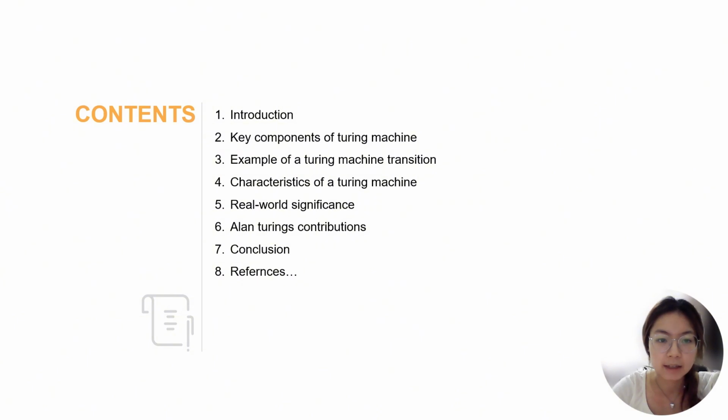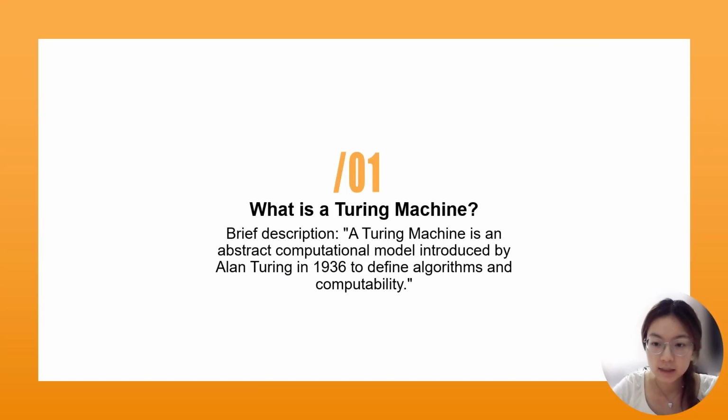And here's my contents. There are 8 parts, and the first part is the introduction of the Turing machine. The first part is: what is a Turing machine? Here is a brief description. A Turing machine is an abstract computational model introduced by Alan Turing in 1936 to define algorithms and computability.